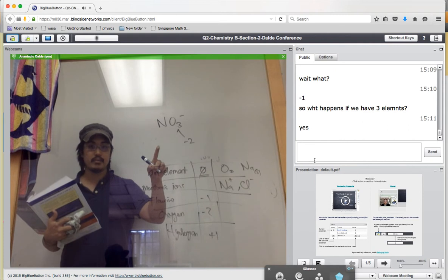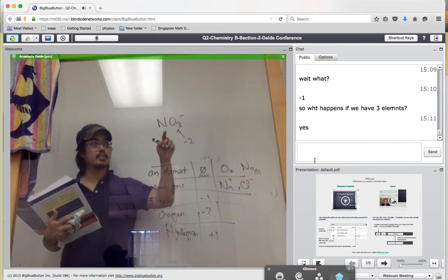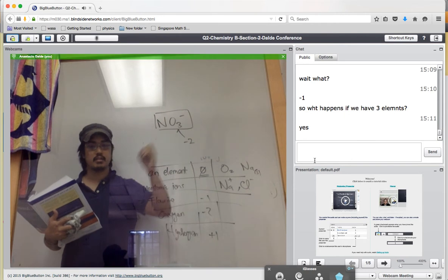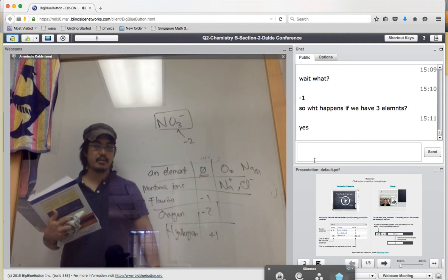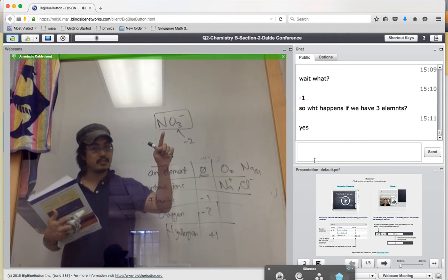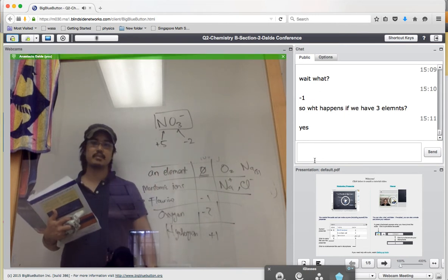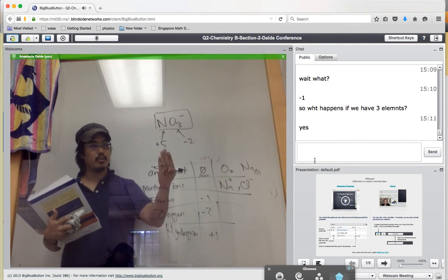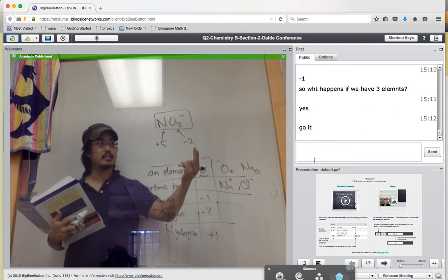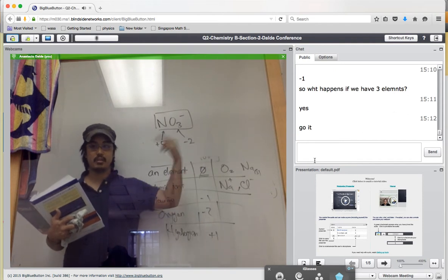However, there is a charge on this thing. It's overall negative. So instead of making nitrogen +6, I'm going to make nitrogen +5. Does that make sense to you? Because this +5 will not balance out with this -6. It will leave an overall charge of -1 up there.